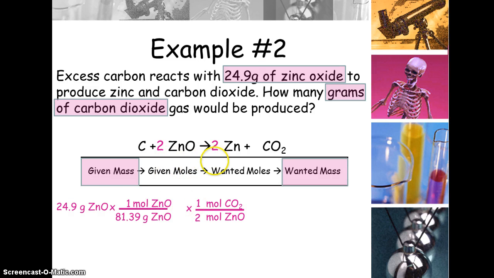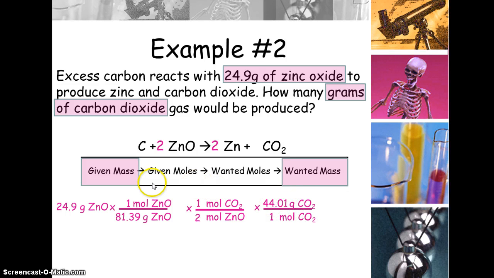So now we've gone from given moles to wanted moles. We now have moles of carbon dioxide. And our last step is to convert from moles of CO2 into grams of CO2. So we set it up that 1 mole of CO2 is equal to 44.01 grams. That's the molar mass of carbon dioxide.